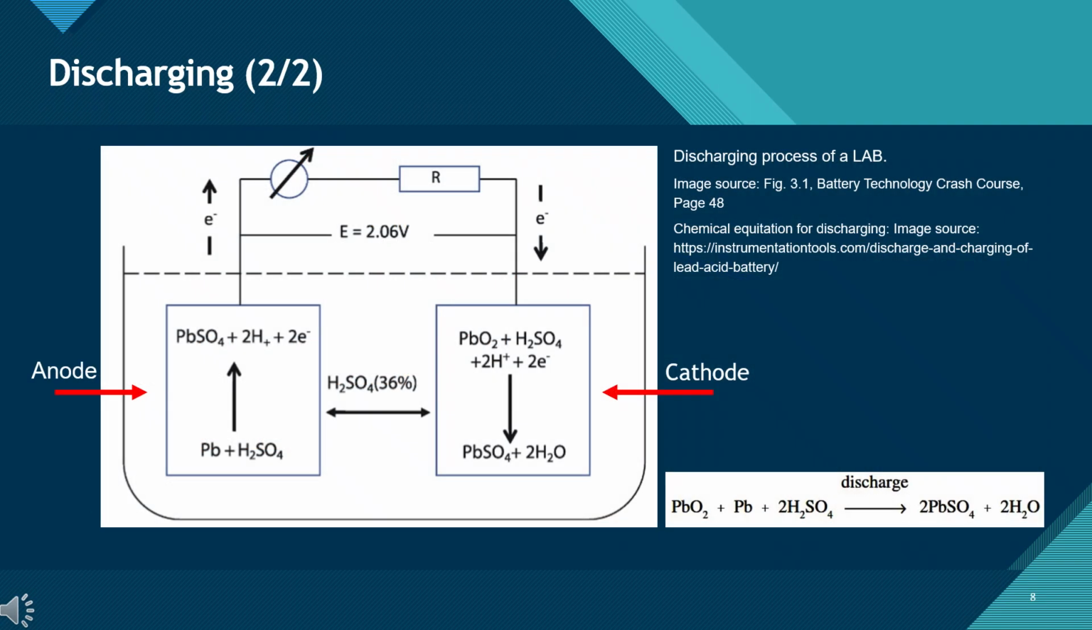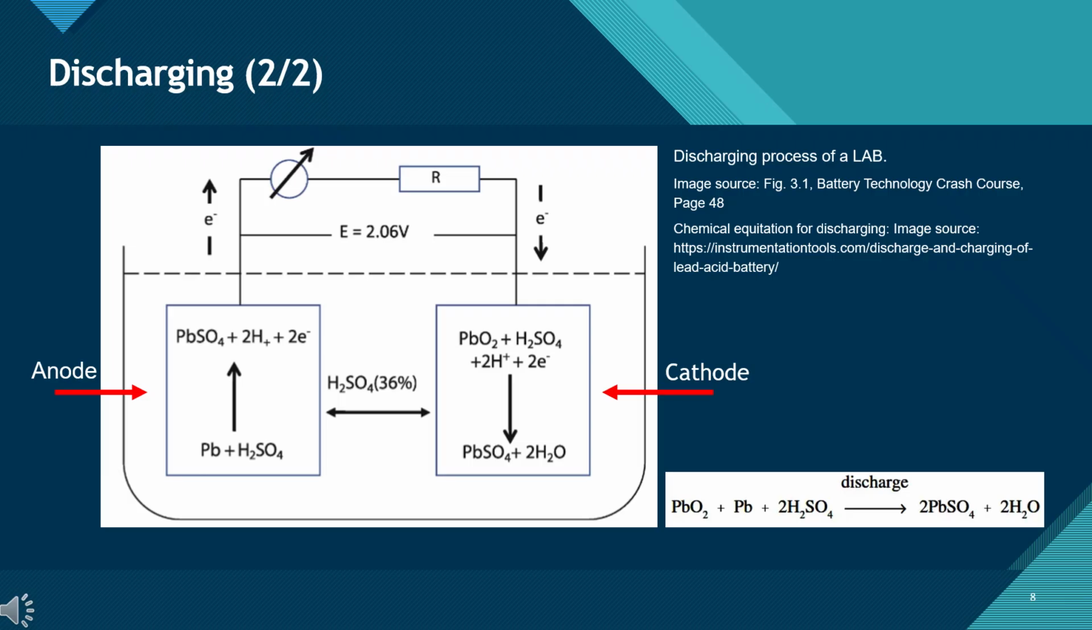Discharging, two halves. Let's read this diagram carefully. During discharge, electrons leave the anode, Pb, and travel through the external load R. That's why the arrow shows electrons, e-, moving right and entering the cathode, PbO2.